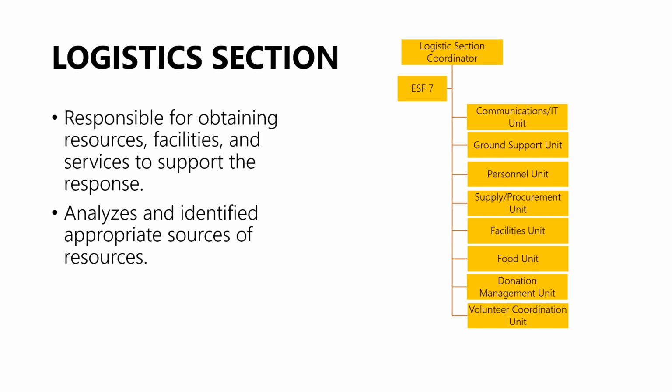Personnel unit, that's going to be helping track and ordering in resources for personnel that we might still need. Our supply and procurement unit, if we're standing that up, that person is making sure that all of those supplies are being ordered and we're tracking them, handling all of that.